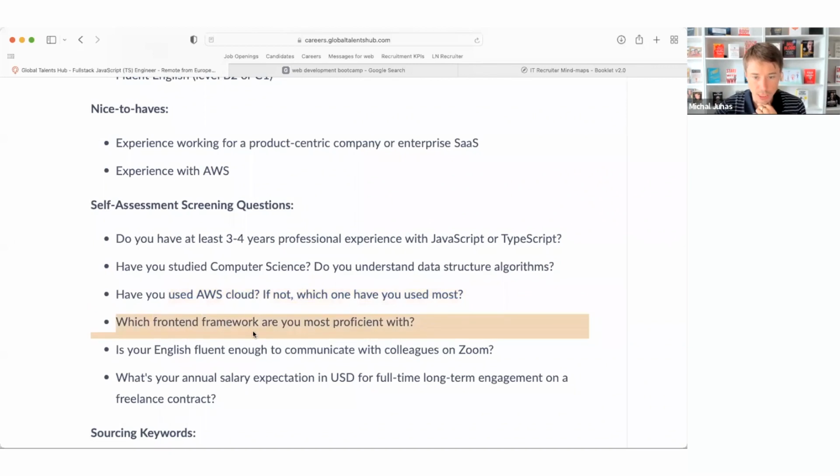Which front-end framework are you most proficient with? They don't insist on React. React is a plus, but not a must-have.